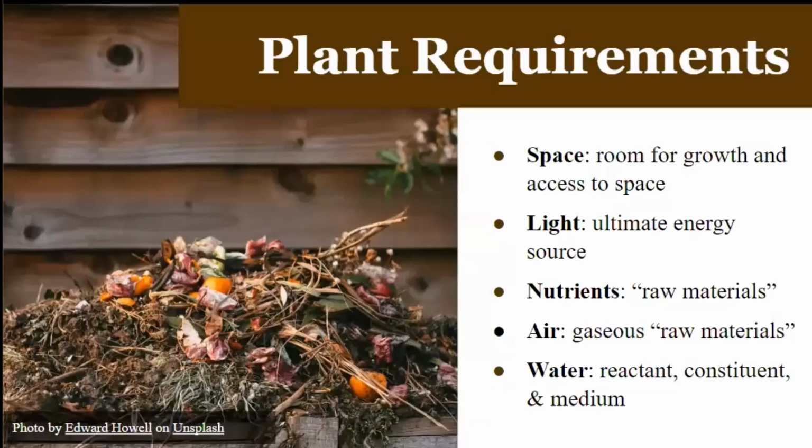So essentially, plants need 5 things to survive. You can think of them as space, light, nutrients, air, and water. Space, thinking about room for growth and access, like those things I was talking about in the last slide, about ideal sites. Light being this ultimate source of energy that plants in particular will utilize to make their own food.